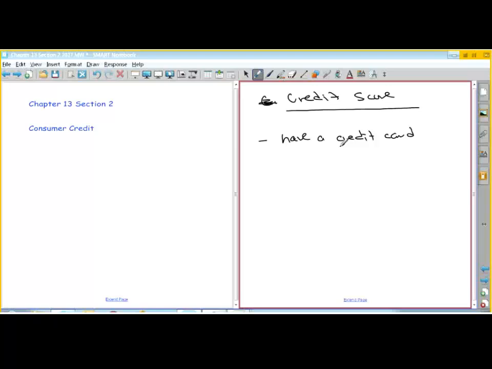So have a credit card. I don't know how hard it is to get a credit card these days, so I'm just basing it on my children. You can get a credit card with a low credit limit. And so what you do is you use your credit card and then you pay it off every month. And so that establishes a history of credit, of paying off stuff when you owe it.